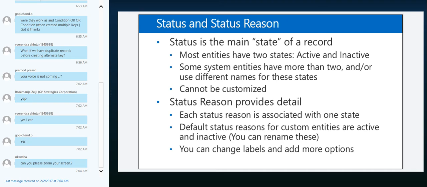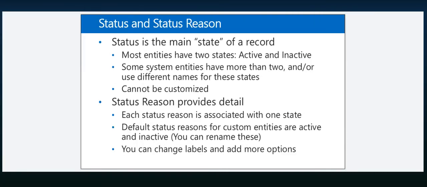So that's basically the reason why the record is in that specific state. So for example, a case record that is in the state canceled, which is an inactive state, the status reason could be it was merged, or it was a duplicate record, or whatever other status reason you could put in there, but that's the reason why it's canceled.